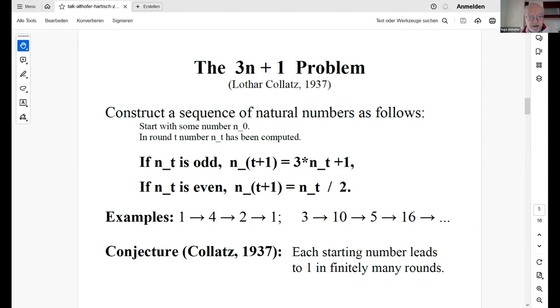To show you examples: 1, from where we go to 4, from 4 down to 2, from 2 back to 1, so we have a cycle, 1, 4, 2, 1, 4, 2. Another example, from 3, we go to 3 times 3 plus 1, which is 10, then we get 5, 3 times 5 plus 1 is 16, and then we have half: 16, 8, 4, 2, 1. And the conjecture, already stated by Collatz in his private diary in 37: each starting number should lead to 1 in finitely many rounds.